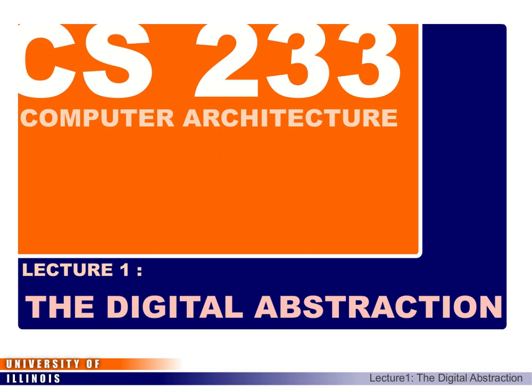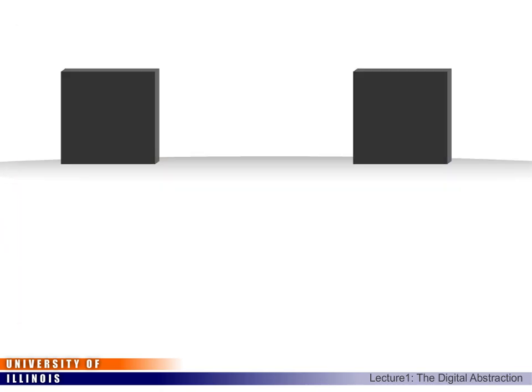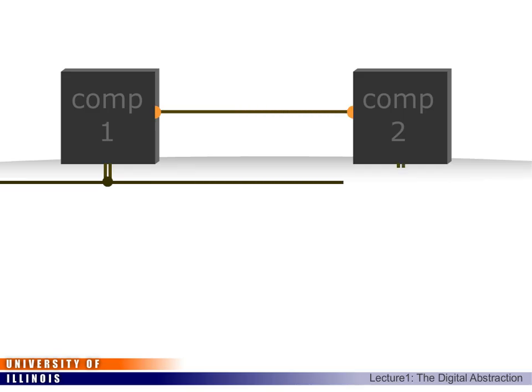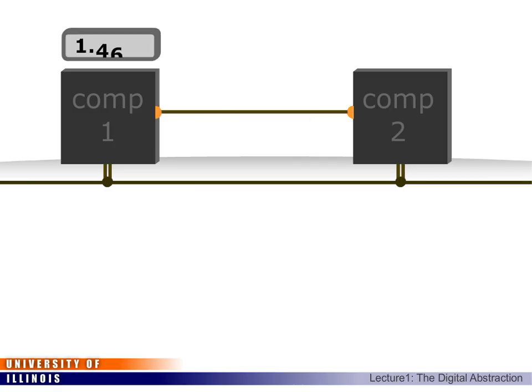The digital abstraction. In modern computers, information is generally represented by voltages. For example, when one component needs to communicate information to another component, they are connected by one or more signal wires and share a ground. The first component sets a voltage on the wire, and the second component reads the voltage.